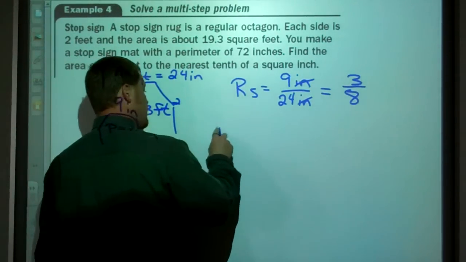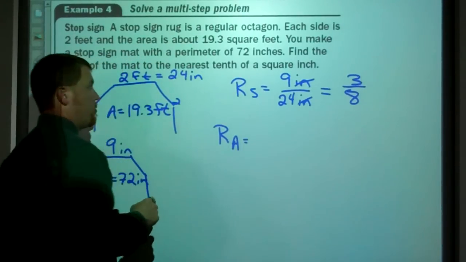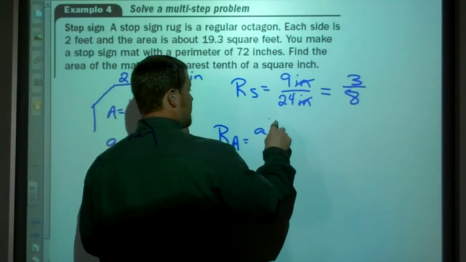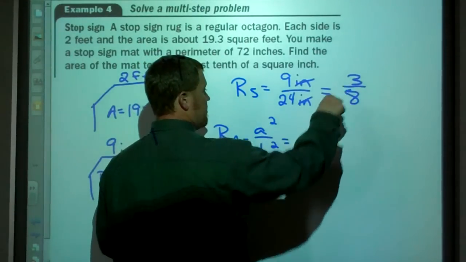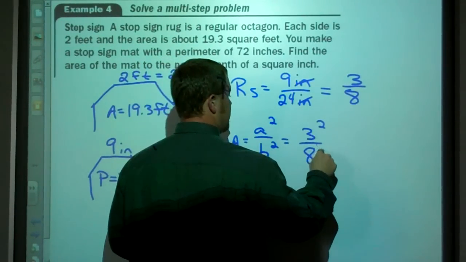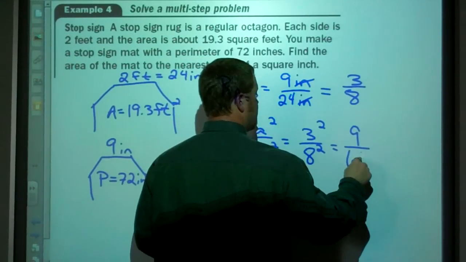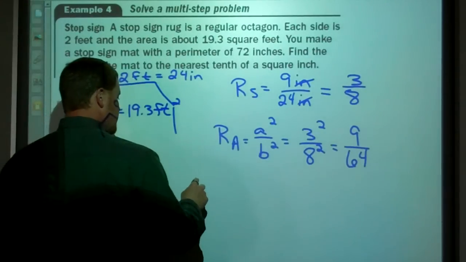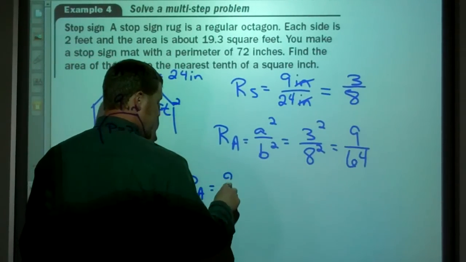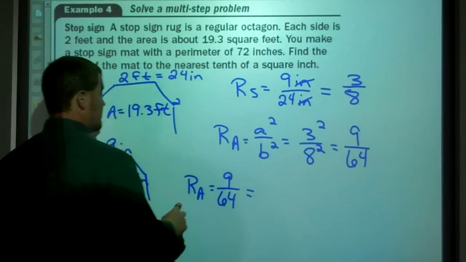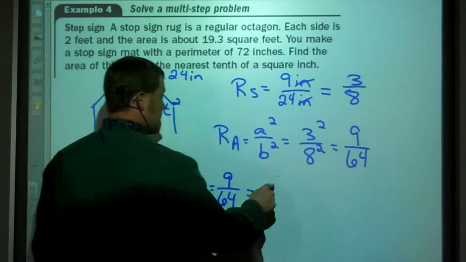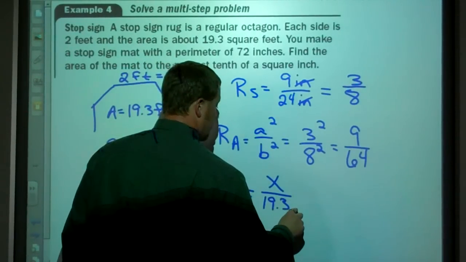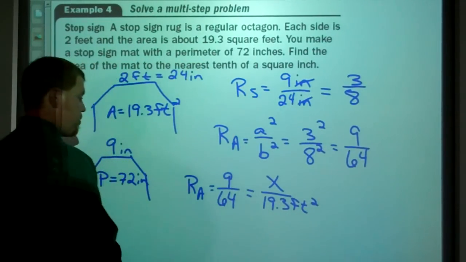Now, if we want to talk about the ratio of the areas, because we want to talk about area, we know the area here, we don't know it here. Alright, the ratio of the areas, that is A squared to B squared, right? Well, A and B, that's 3 and 8 respectively. We get 9 to 64. So the ratio of the areas is 9 to 64, which equals, we don't know the area of the small one, x. We know the area of the larger one, 19.3 feet squared. Okay, you have a proportion.